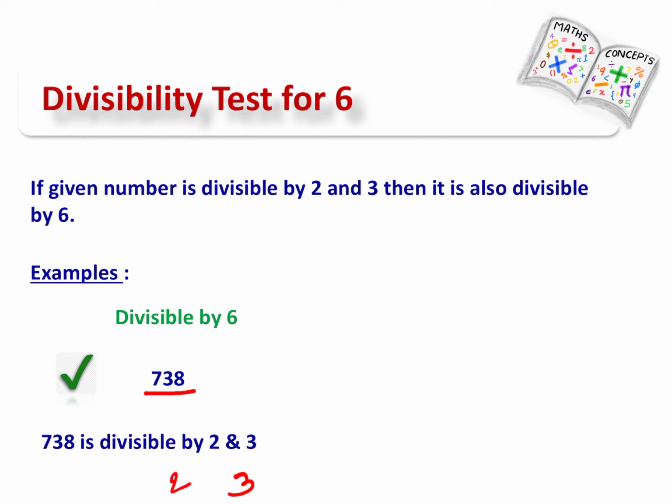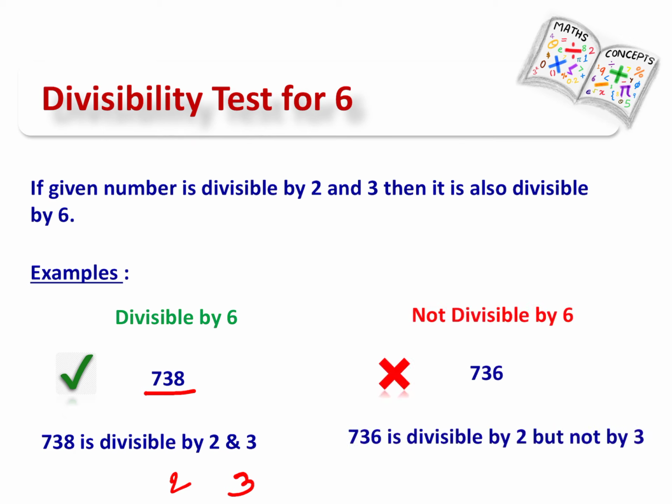Okay, next example is 736. The given number is definitely divisible by 2 because it is an even number. Let's check whether it is divisible by 3 or not. Addition of digits would be 7 plus 3, 10 plus 6, 16, but 16 is not a multiple of 3 and hence it is not divisible by 3. Which means the number is divisible by 2 but not by 3, and that's why we say that it is not divisible by 6 either.